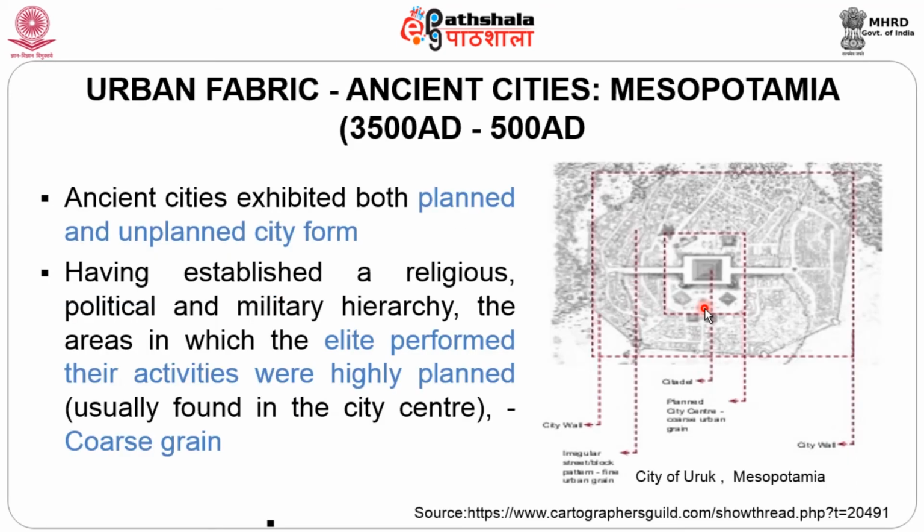Now just going through some examples over a period of time, starting from 3500 BC to 500 BC, we will look into an ancient city in Mesopotamia. In this city, we will look at how the city is both a planned city as well as an unplanned city. Having understood the typologies of urban fabric, we will see how those typologies have changed over a period of time.